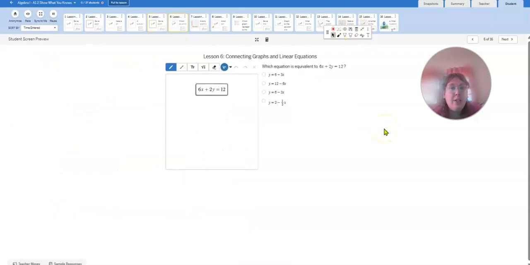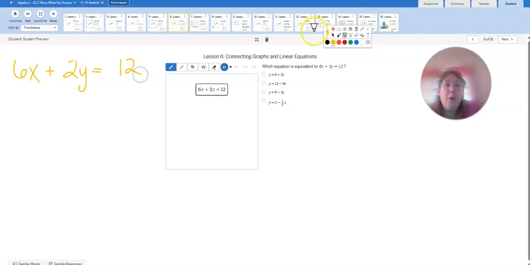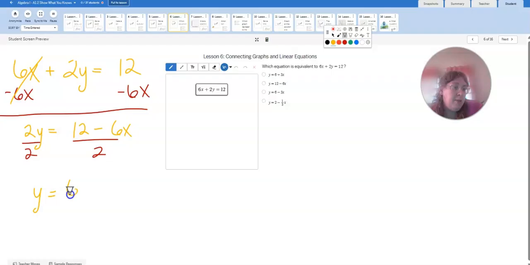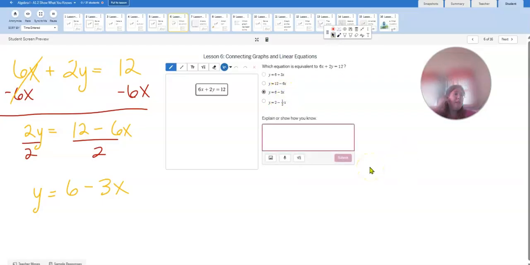Connecting graphs and linear equations. So which equation is equivalent to 6x plus 2y equals 12? So to transfer it into our slope-intercept form, we want to solve for y. So we want to move this x term to the other side first. And then we get 2y equals 12 minus 6x. And then we're going to divide everything by 2 to get y equals 12 divided by 2 is 6. Negative 6x divided by 2 is a negative 3x. So we have this one, y equals 6 minus 3x.